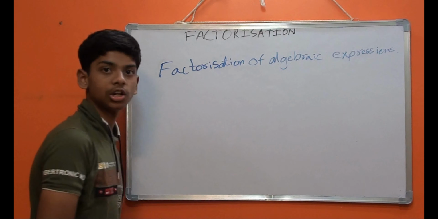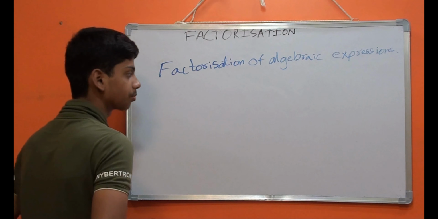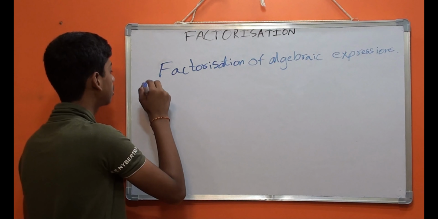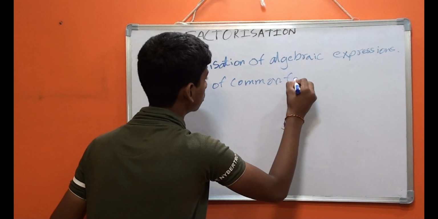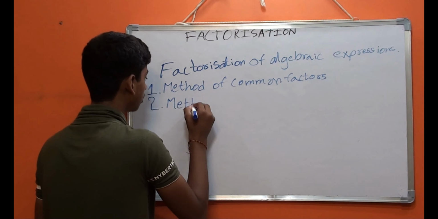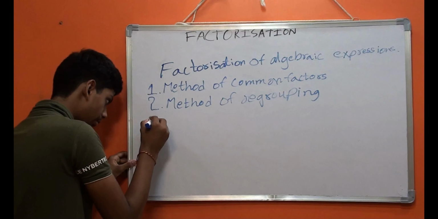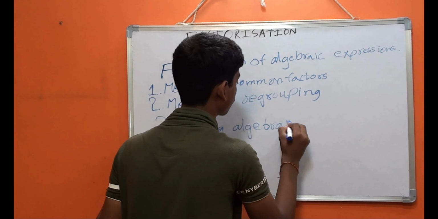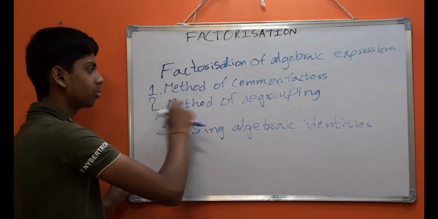So friends, there are three methods of factorizing algebraic expressions. We'll learn about them one by one. The first method is the method of common factors. The second method is the method of regrouping. The third method is using algebraic identities. Now we will learn about these methods one by one.